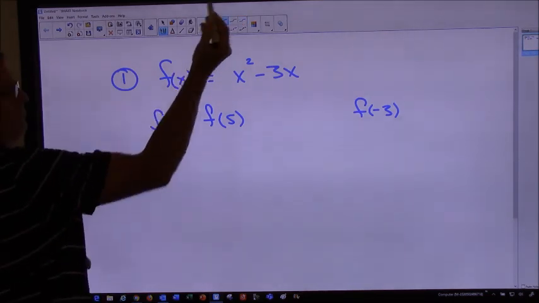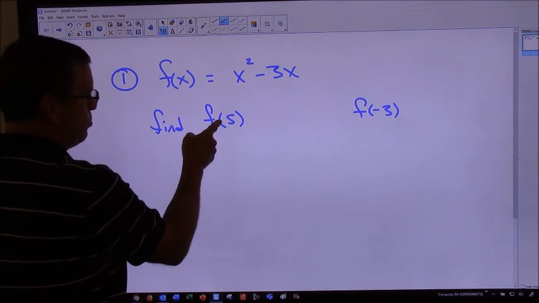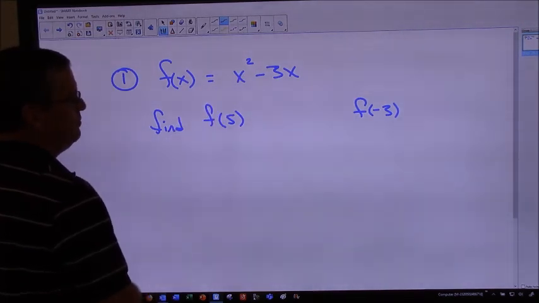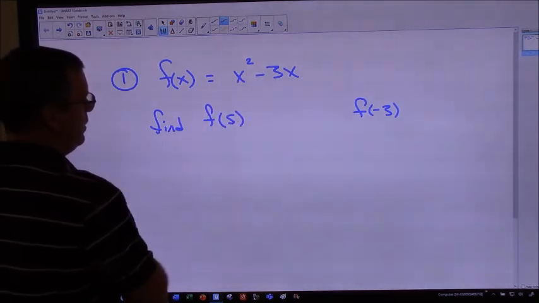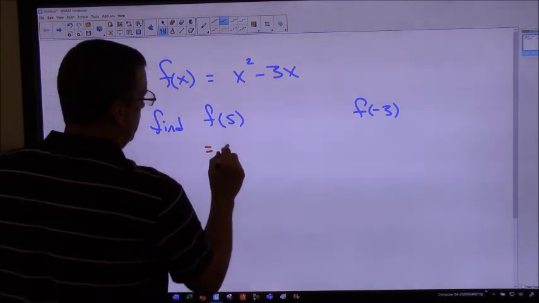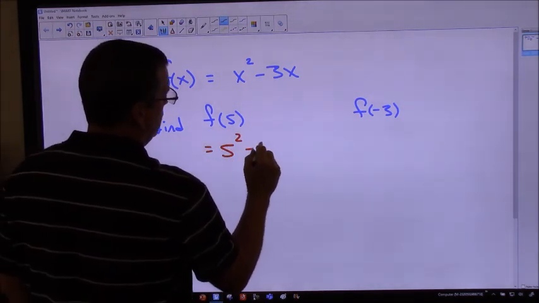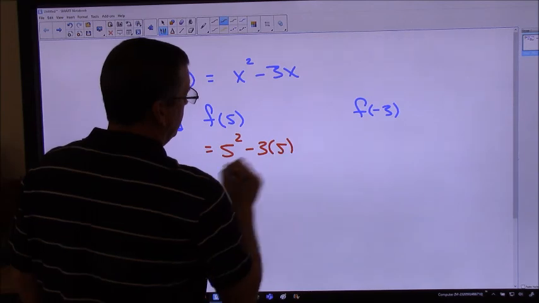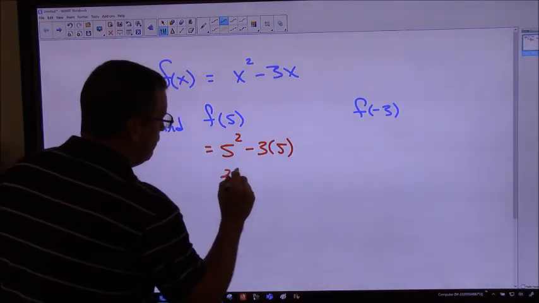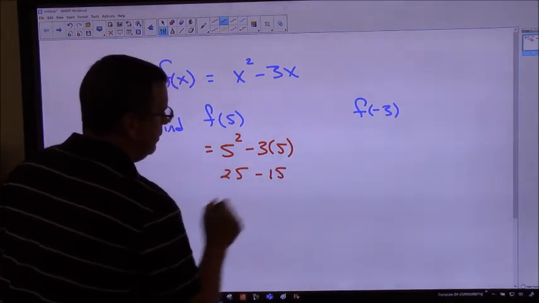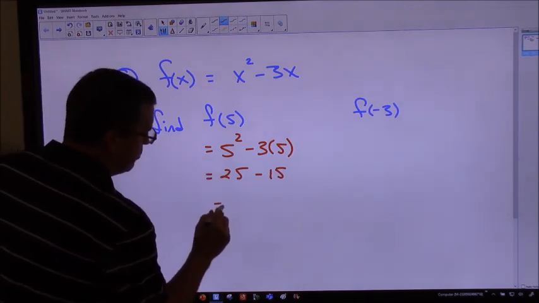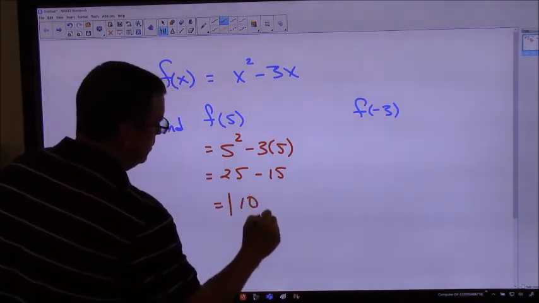Alright, so we probably remember that this just means we're going to plug some number into this function. So I'm putting a 5 wherever I see an x. So this right here would be 5 squared minus 3 times 5. So 25 minus 15, and subtract those and we get 10 for an answer.